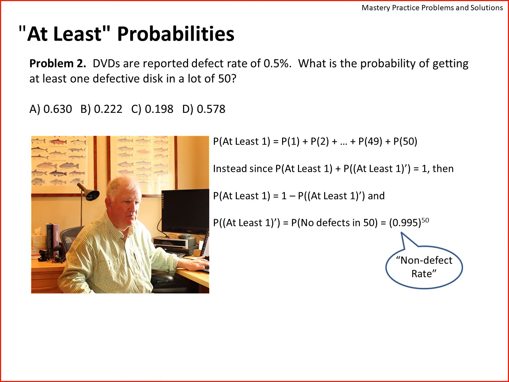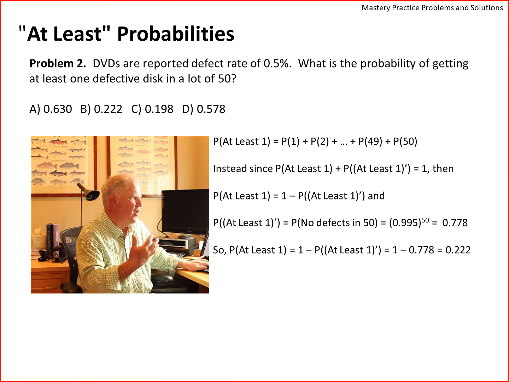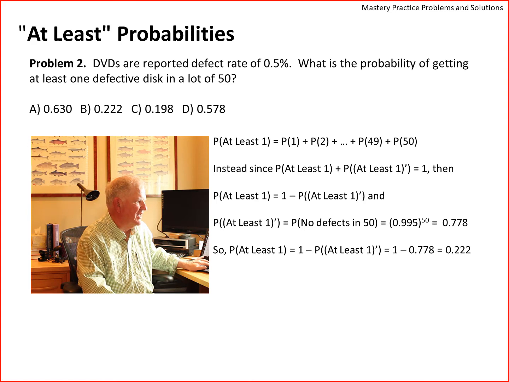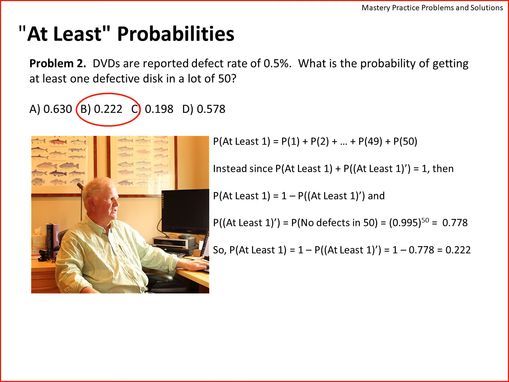That number, by the way, is 0.778. If I subtract 0.778 from 1, now I'm back to the probability of at least 1, and that's 0.222. And that's the answer. So that's a classic "at least" problem, right? The problem itself, head on, is awfully difficult to do.